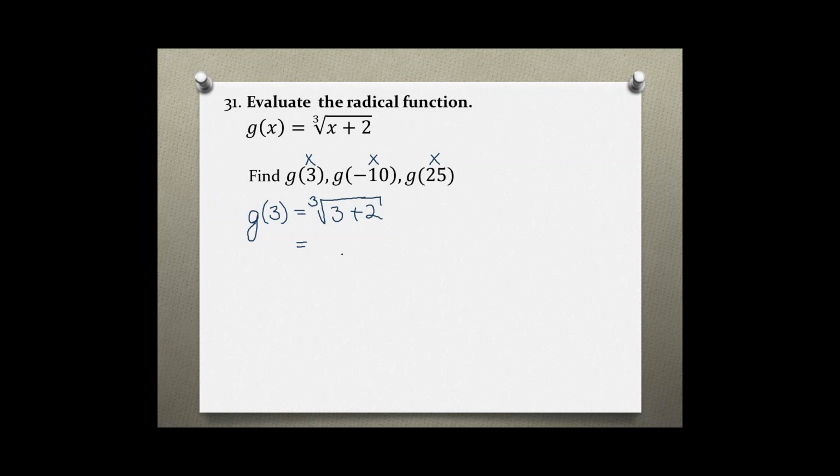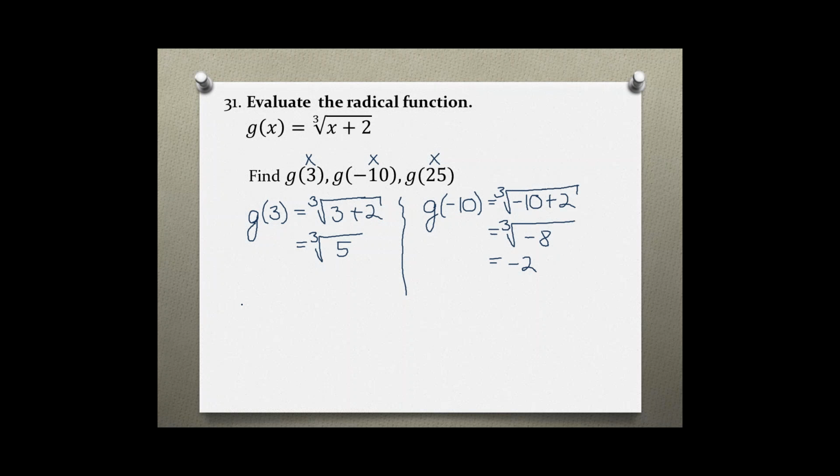Solving the right side of the function, we get the cube root of 5. 5 is not a perfect cube, so it's fine to leave it like that for the purpose of evaluating the function. Now let's plug in -10 for x. So g of -10 is equal to the cube root of -10 plus 2. Solving the right side, we get the cube root of -8. Now, -8 is a perfect cube. There is a number that you multiply 3 times by itself to get -8, and that would be -2, because -2 times -2 times -2 is -8.